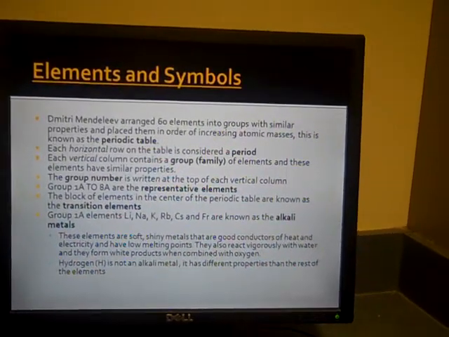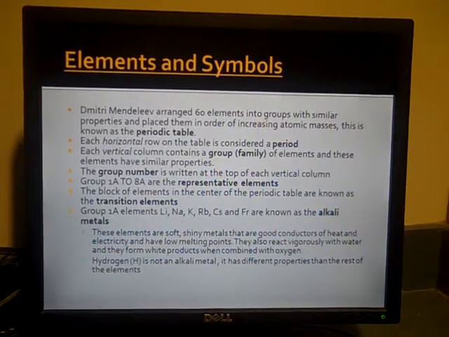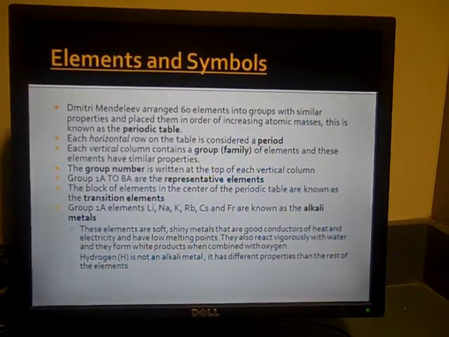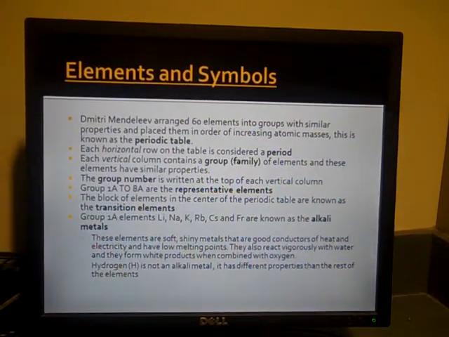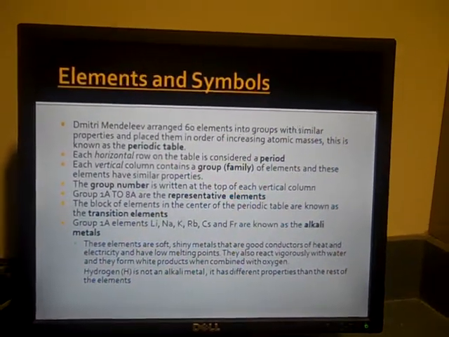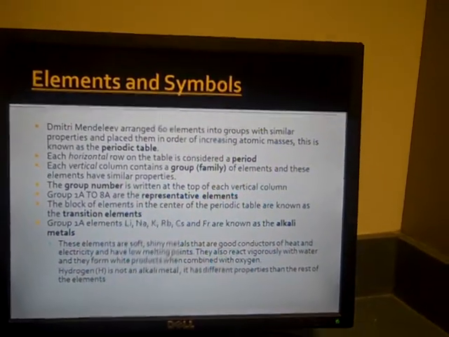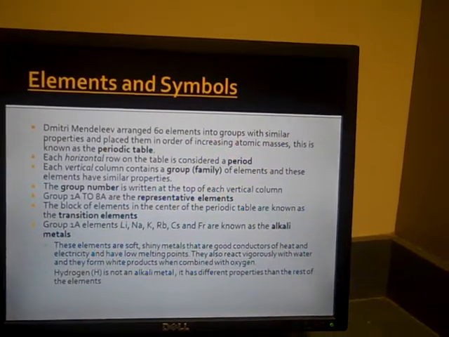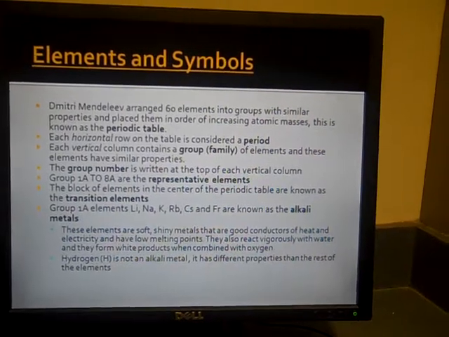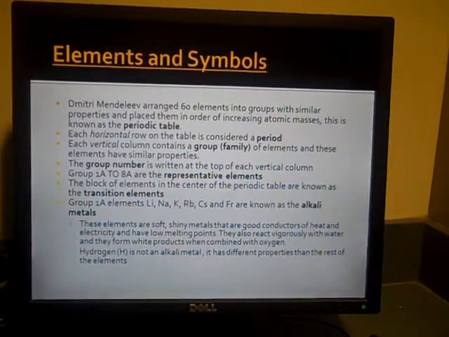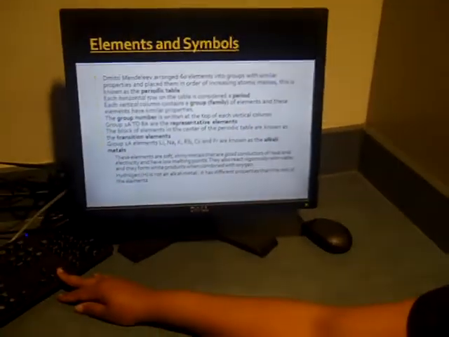Groups 1A to 8A are the representative elements. The block of elements in the center of the periodic table are known as the transition elements. Group 1A, which includes the elements Li, Na, K, Rb, Cs, and Fr, are known as the alkali metals. These elements are soft, shiny metals that are good conductors of heat and electricity and have low melting points. They also react vigorously with water, and they form white products when combined with oxygen.